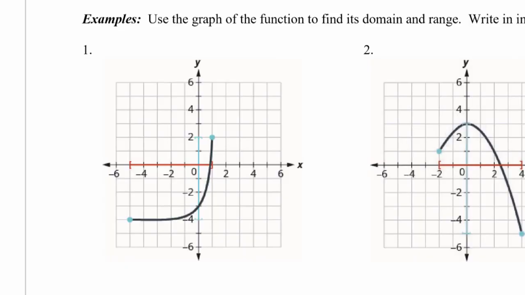So here are some graphs we're going to take a look at, and we're going to use the graph of each function to find the domain and range. Write the domain and range in interval notation. Because this time around we don't have just a list of ordered pairs for the function, we are going to have to write the domain in interval notation because it indicates that we have an infinite number of points, doesn't it? So take a look at the first problem.